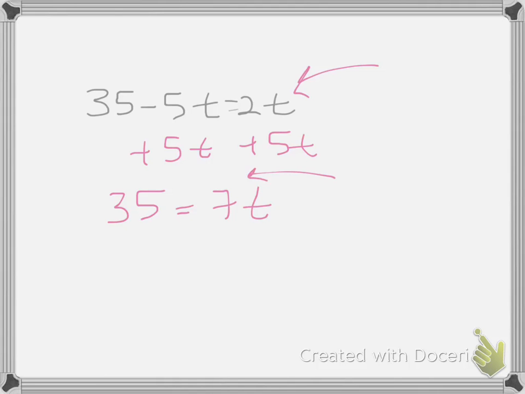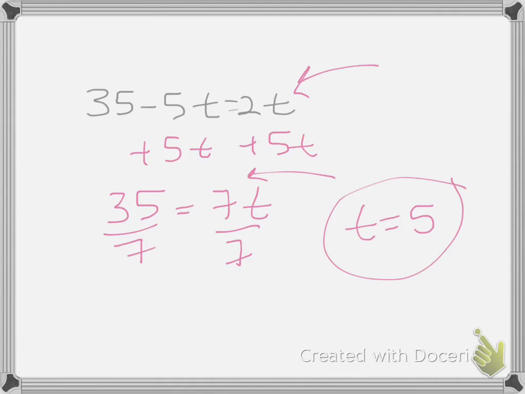Right now we're multiplying, so to get rid of it we need to divide it. So t is equal to 5. Again, plug your answer back into the t's to check to make sure both the sides equal each other.